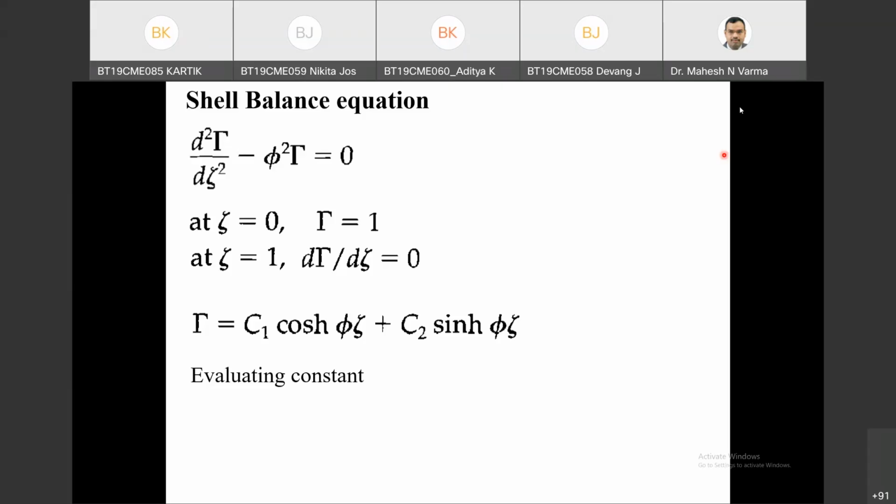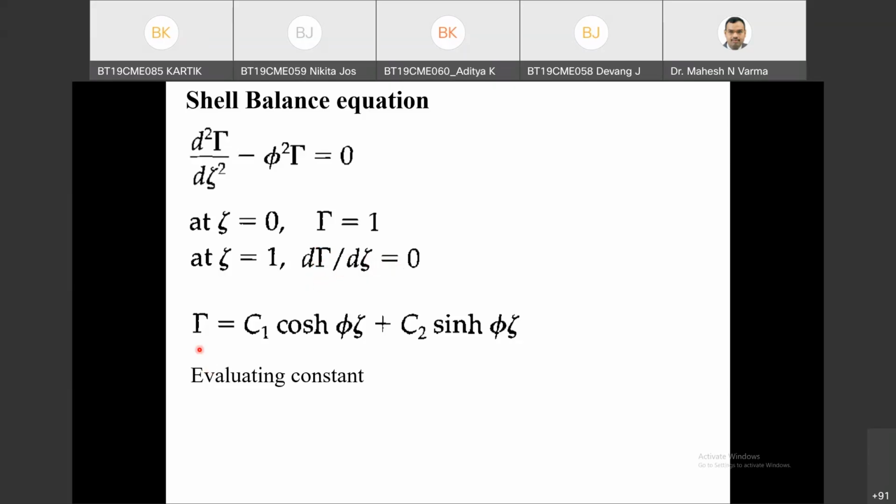Hello, sir. Yes, Aditya, tell me. Sir, C1 is 1. Very good, C1 is 1. And C2? C2 is, just remember this is the d gamma by d zeta.